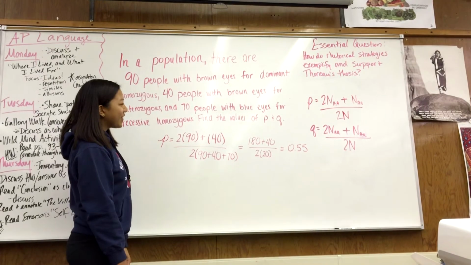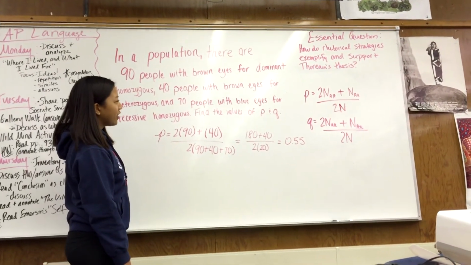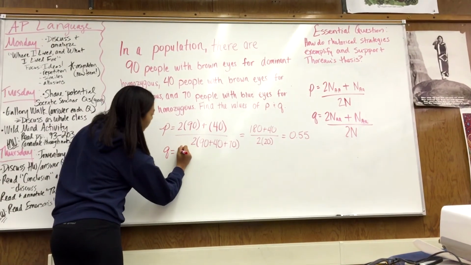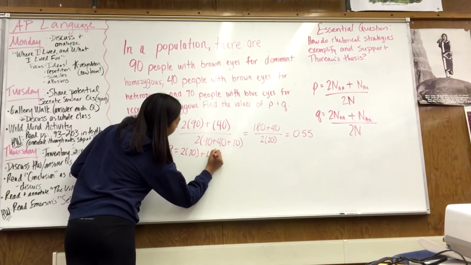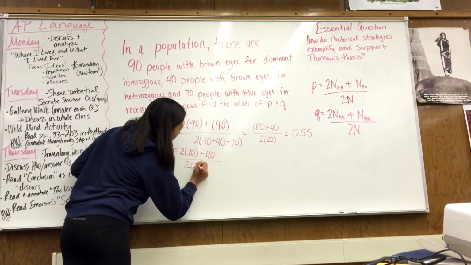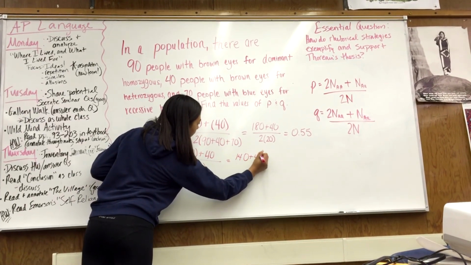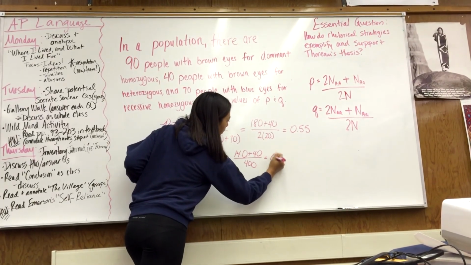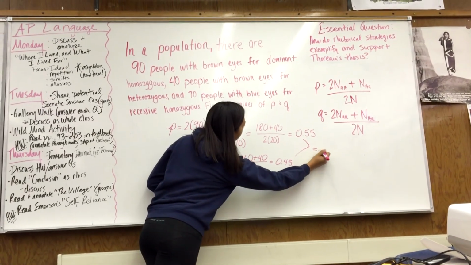The next thing we have to find is the value of q, which is 2 times the recessive homozygous plus the heterozygous, over 2 times the entire population. So for q, we have q equals 2 times 70 plus 40 over 2 times the same number here, 200. And we have 140 plus 40 over 400. This equals 0.45. To check your answer, you have to make sure these two equal 1.